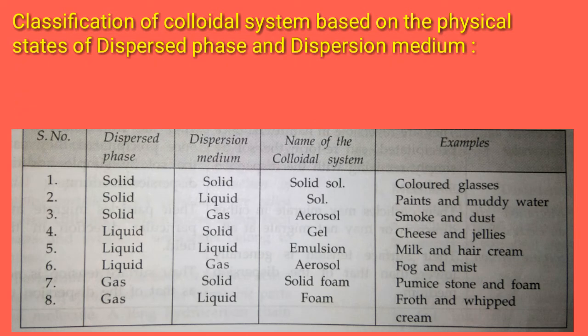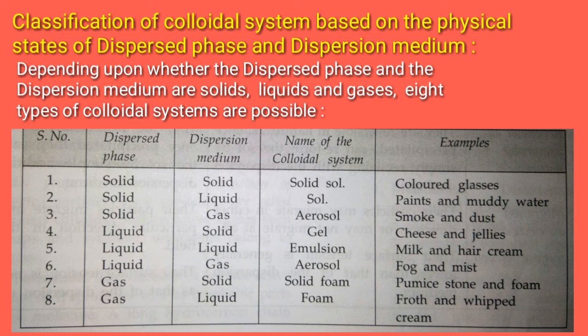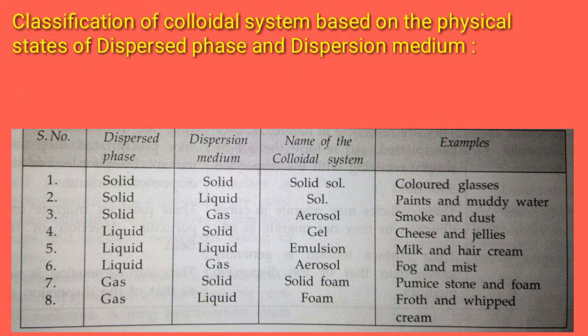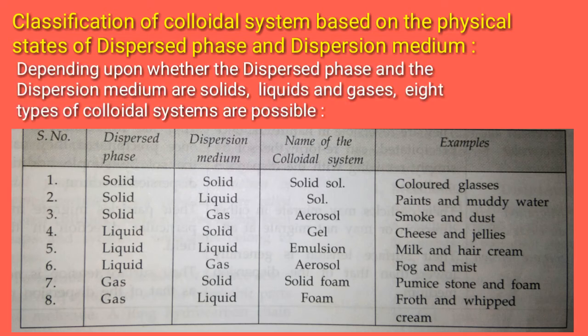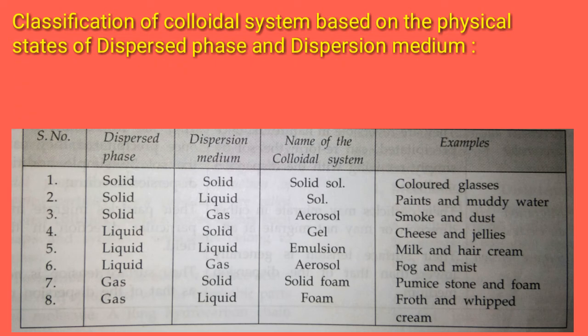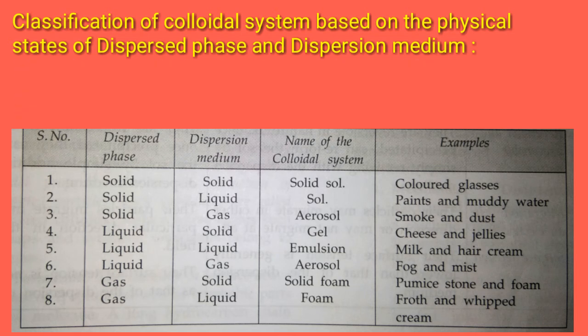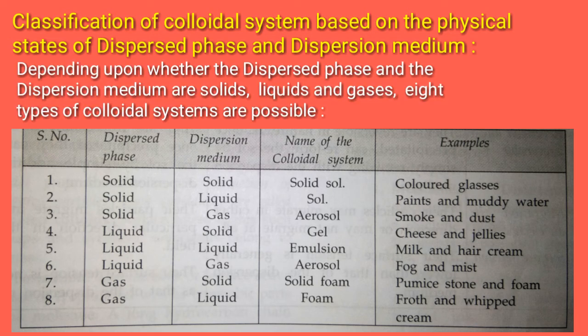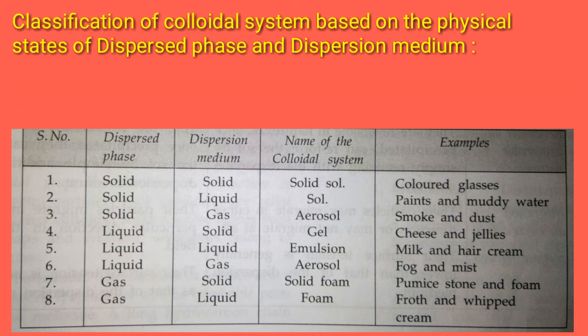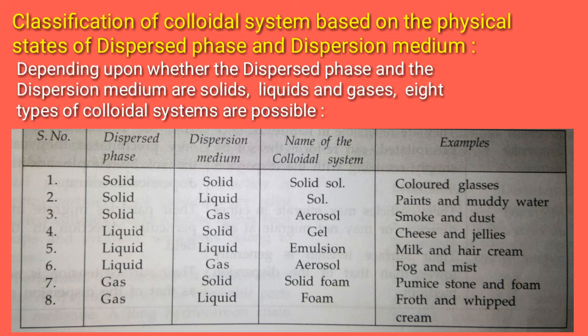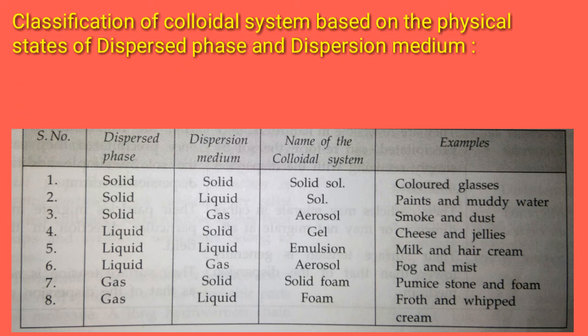The fourth type of colloidal system is gel. In gel, the dispersed phase is in liquid state and the dispersion medium is in the solid state. Examples of gel are cheese and jellies. Clear? The fifth type of colloidal system is emulsion. In emulsion, dispersed phase and dispersion medium are both in the liquid state.